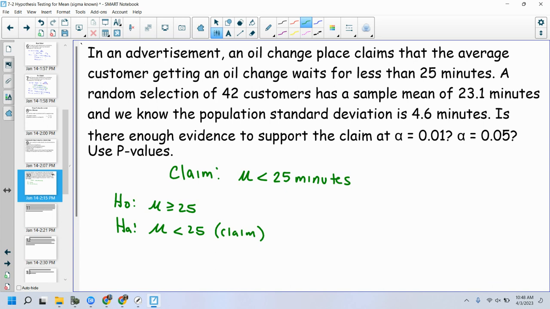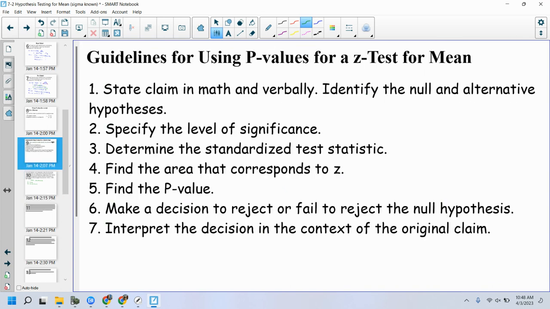Which makes sense because, if I am Valvoline and I want to support my claim, where should the claim go? The alternative hypothesis. If my claim ended up in the null, the only thing I could do was disprove myself. I don't want to do that.